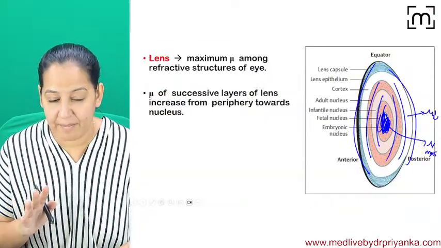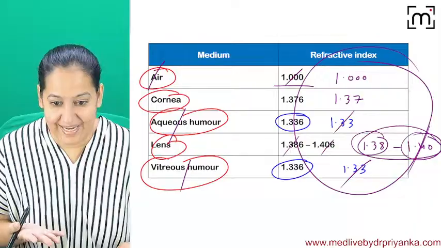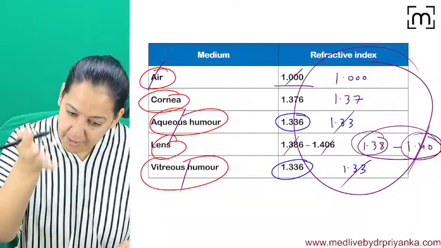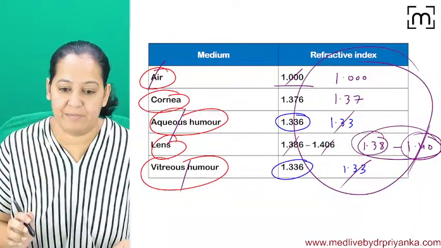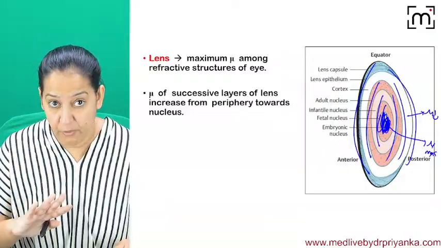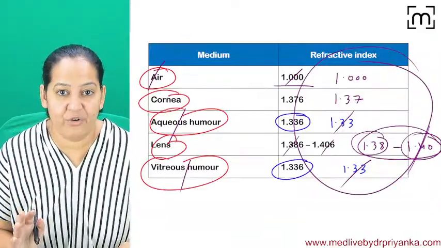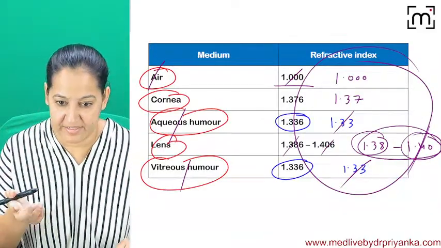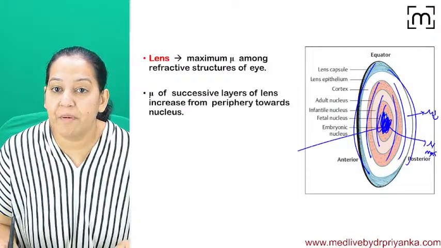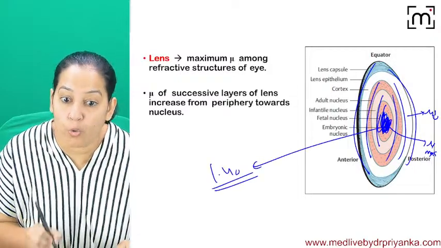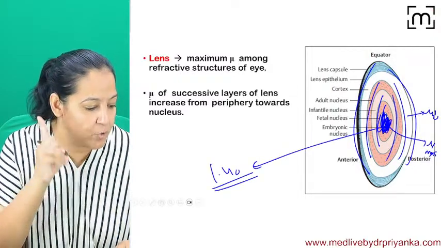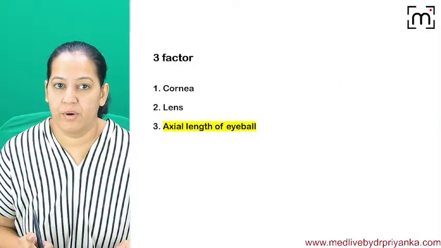So you have to learn them, because it's not for my sake. MCQs in NEET PG have already been asked on these values. So you have to learn it. But if you learn after understanding, there are fewer chances you forget. If you simply mug up, you will forget it. So the center of the lens has the maximum mu, that is 1.40. The center of the lens, maximum mu among all, 1.40. I hope you got it.